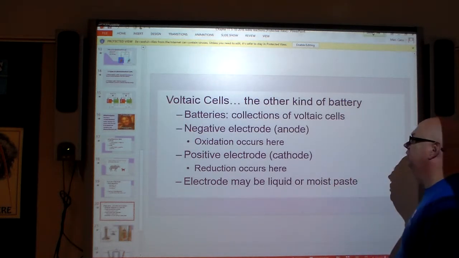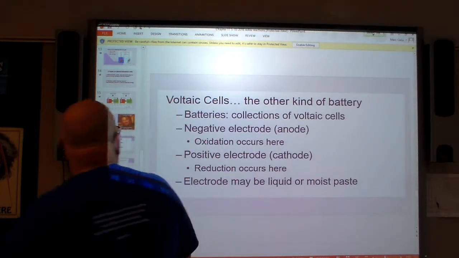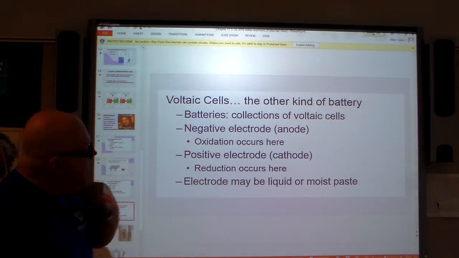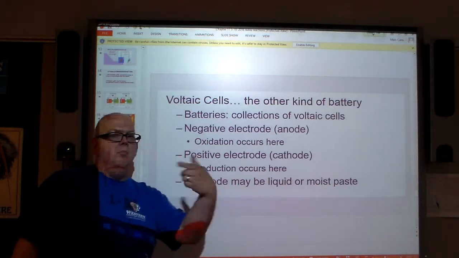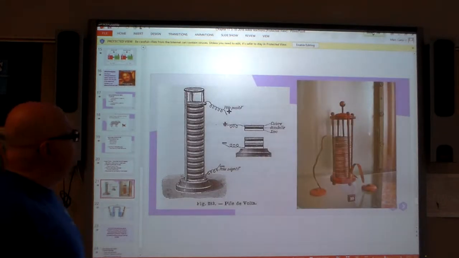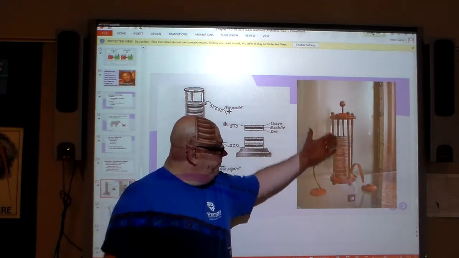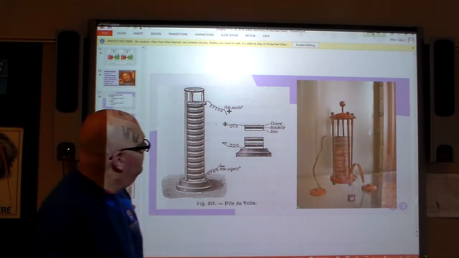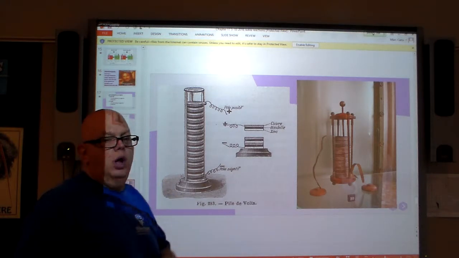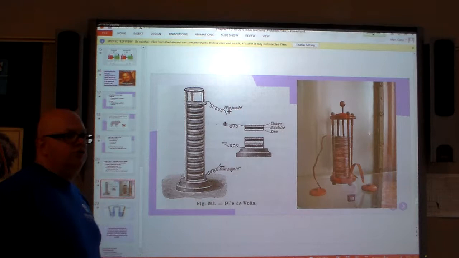Voltaic cells, we already talked a little bit about. So our batteries that we're familiar with, really it's a collection of voltaic cells. Negative electrodes, positive electrodes. Electrolytes may be a liquid or a moist paste, depending on it. This is actually the first one, done by Volta, and here is one that Volta created using copper, zinc, and paper soaked in salt water, and he was able to generate electricity out of it.